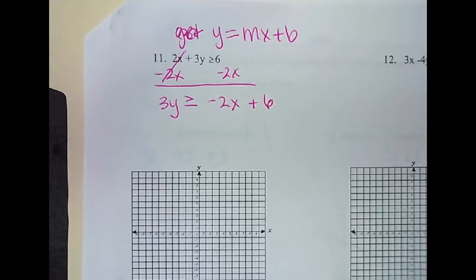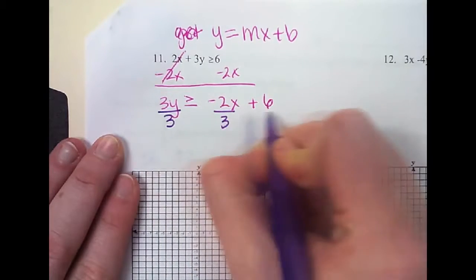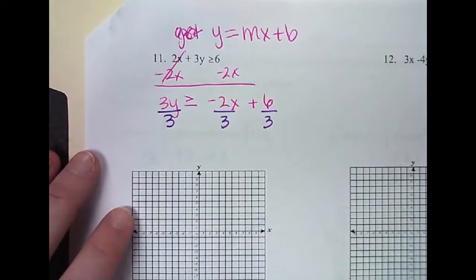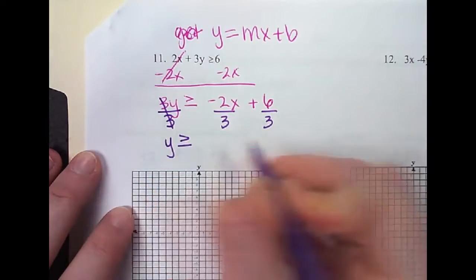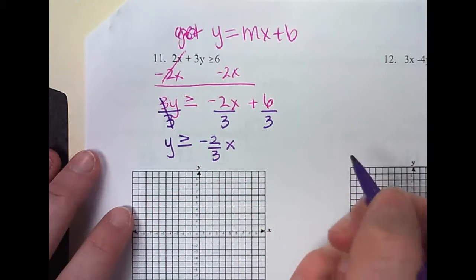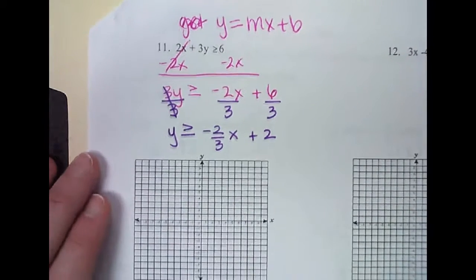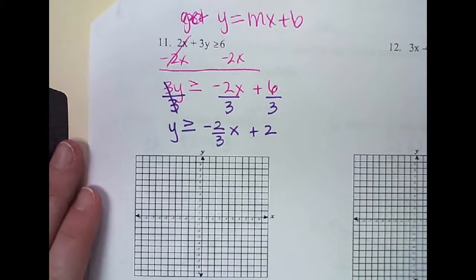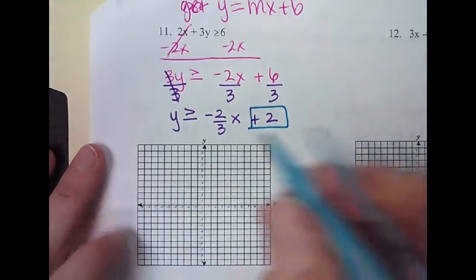What's next? Divide by 3, yes. And on this, make sure you divide each piece by 3. So everything is divided by 3. So those are gone. Y is greater than or equal to negative 2/3 x plus 2. So now we can graph it. So where do I start? Positive 2 on the y-axis.